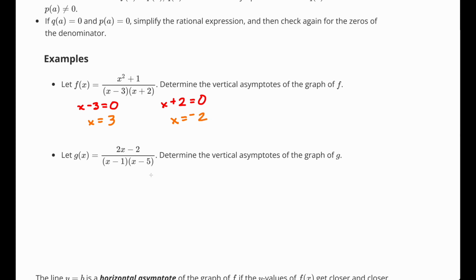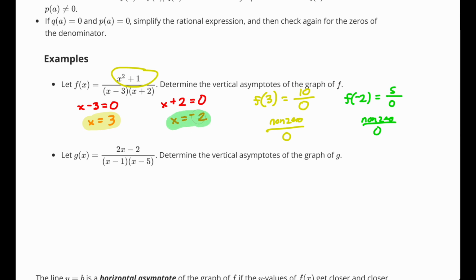But you have to make sure, are these both non-zeros over 0? So you have to plug them in to the f of x function. So if you do that, f of 3 is equal to 10, because it's 9 plus 1 up top, divided by 0. Well, this is a non-zero over 0. Therefore, x equals 3 is one of the answers. So I'm going to highlight that. I'm going to do the same thing with the other one. So f of negative 2 is going to be 4 plus 1 is 5 divided by 0. So again, we have a non-zero over 0, which means x equals negative 2 is the other answer. So there's 2 vertical asymptotes on this.